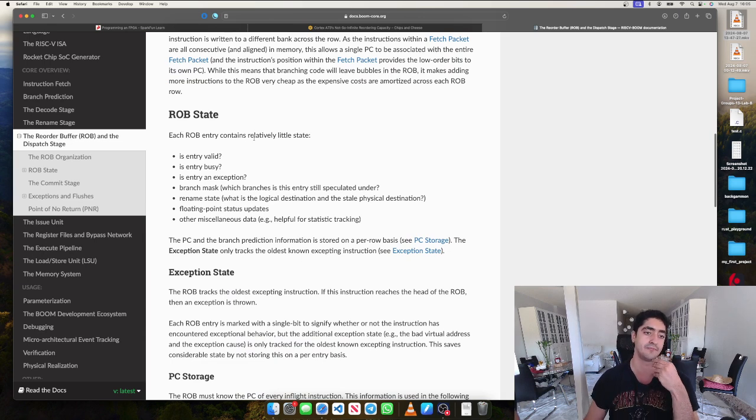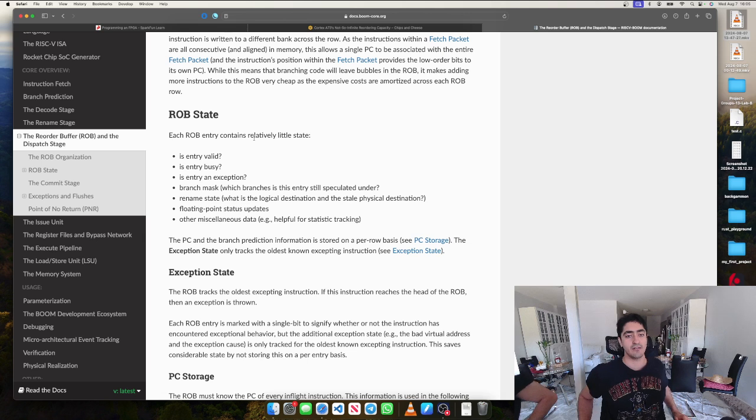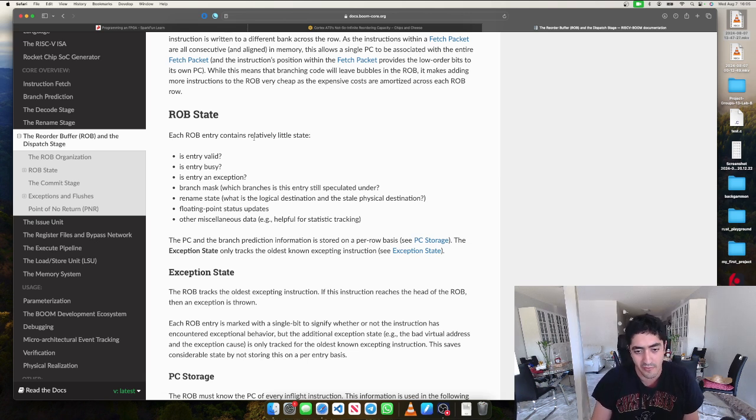Okay, what is an ROB row? Each ROB entry contains relatively little state. Is the entry valid? Is the entry busy? Is the entry an exception? Branch mask: which branches is this entry still speculated under? Rename state: what is the logical destination and the stale physical destination? Floating point status updates. The PC and branch prediction information is stored on a per row basis. The exception state only tracks the oldest known excepting instruction.